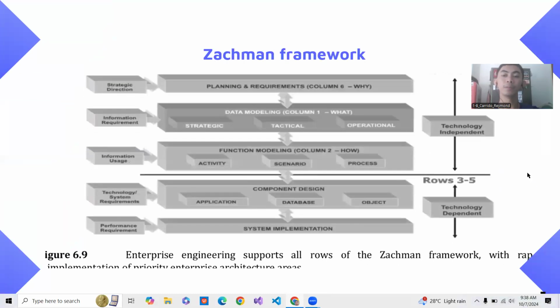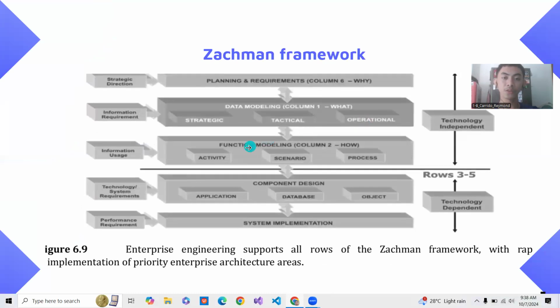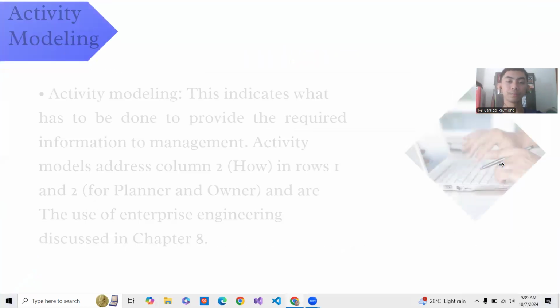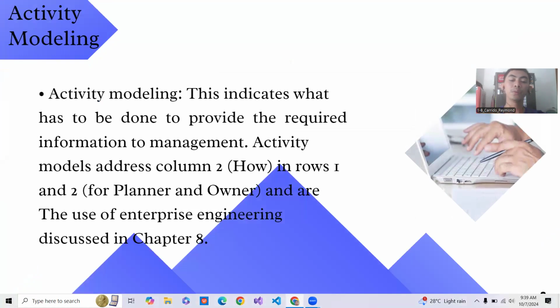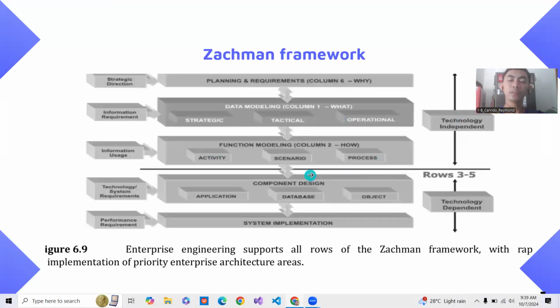So here it is. In function modeling, if you look at the rows, row 1 to row 2 are partly covered. Corresponding to them is the information usage. Under function modeling, you will also see activity, scenario, and process. I will discuss these now.